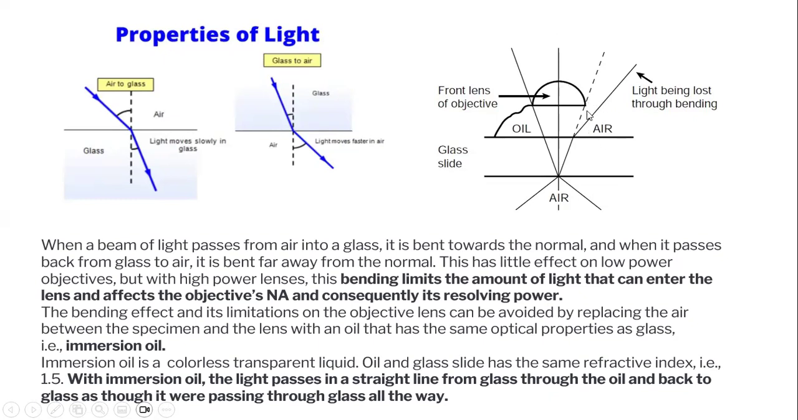However, instead of having air as a medium, if we have oil as a medium between the glass and the lens, since the refractive index of oil and glass is the same, the light rays that have passed through the glass and have entered the oil will follow the same light path, that is a straight line light path. As a result, the maximum amount of light rays are captured by the objective lens, and hence the clarity is more when we make use of the oil immersion lens.